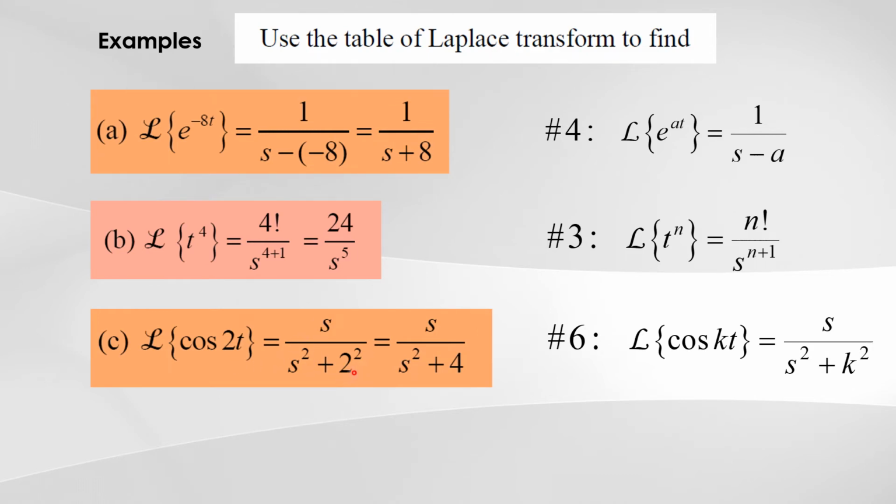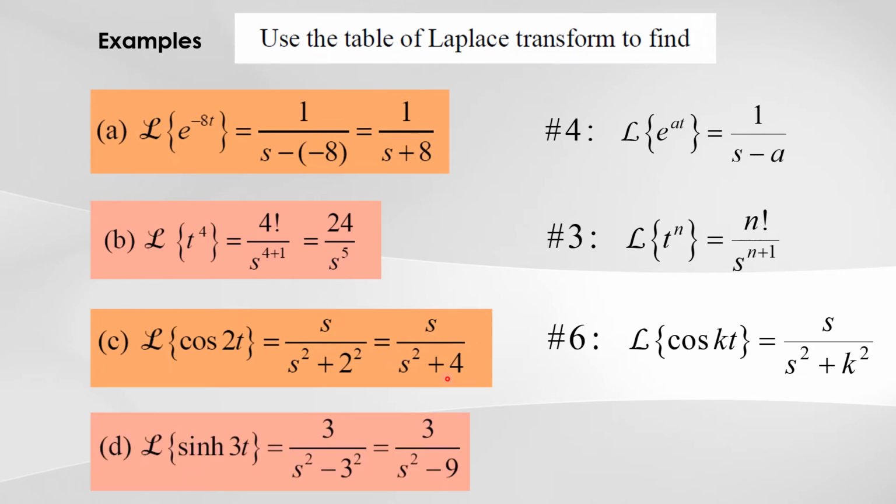However, 2 squared is equal to 4, therefore the Laplace transform of cos 2t is s over s squared plus 4. For part D, we are asked to find the Laplace transform of sinh 3t. So we are going to look at row number 7, where we are given the Laplace transform of sinh kt. Try to match these two.